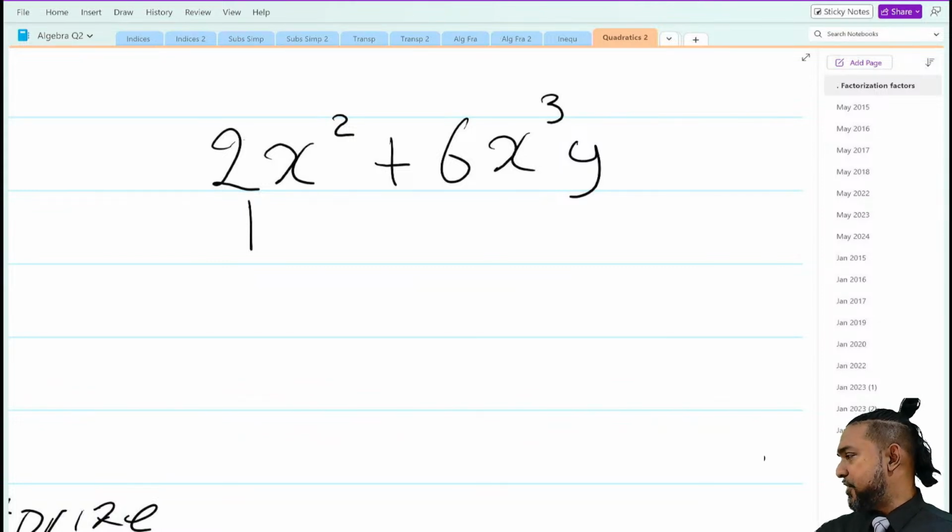We're doing some factorization of quadratics today, right? So yeah, don't miss too much. We're building up to it, right?